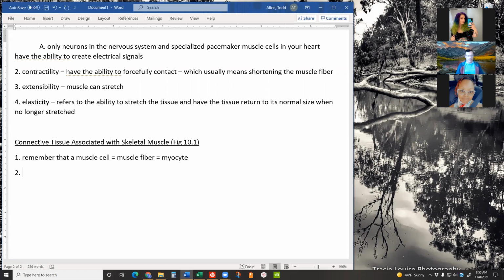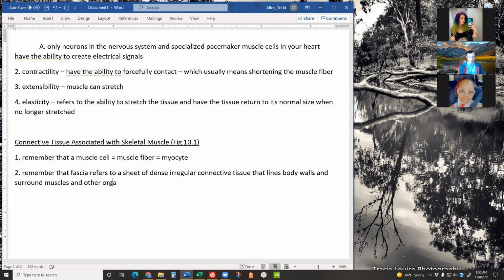Now, we need to talk about the fascia that's around the muscle, but you may not remember what fascia is. So let me define fascia for you. Remember that fascia, F-A-S-C-I-A, refers to a sheet of dense irregular connective tissue that lines body walls and surrounds muscles and other organs to stabilize them.